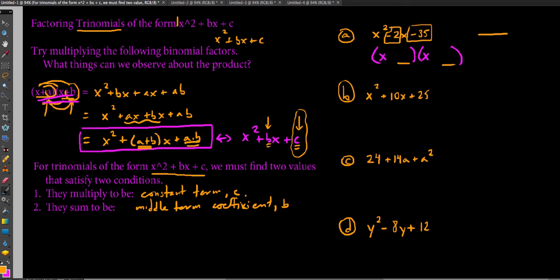So one thing we can do is build a t-chart, and this is not something you have to do, but on the left here we can write our product.